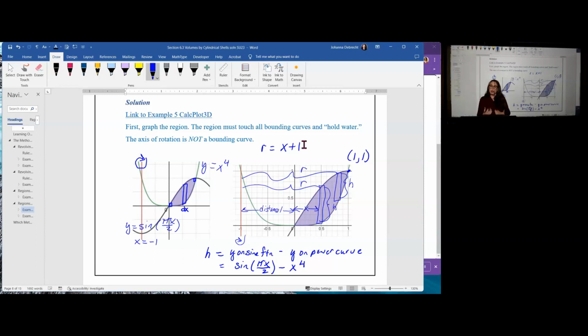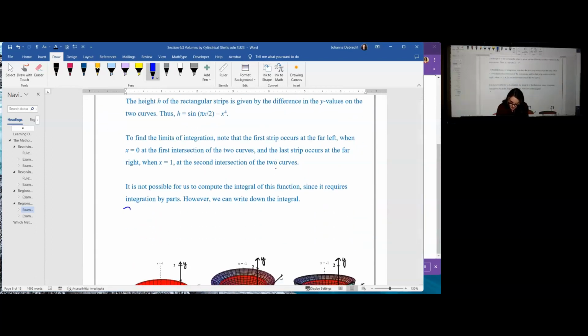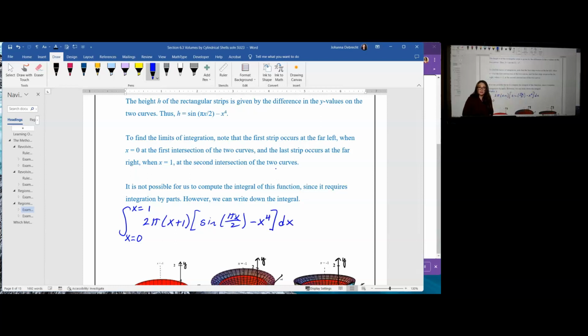Now what I want to do is go ahead and write the integral. We're going to have the integral from x equals 0 to x equals 1, and then we have 2 pi times the radius, which we found to be x plus 1, times the height, which we found to be the difference between the y values on the two functions. Once we have that, we multiply by the differential, and then, of course, we would evaluate.